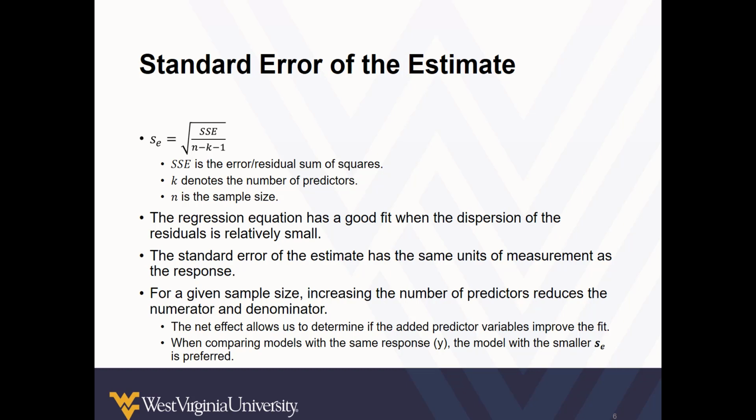And it's also important to note that the standard error of the estimate has the same units of measurement as the response. And for a given sample size, increasing the number of predictors reduces the numerator and denominator. So this overall effect enables us to determine if the added predictor variables improve the fit. When we're comparing models with the same response, the model with the smaller standard error of the estimate is preferred.